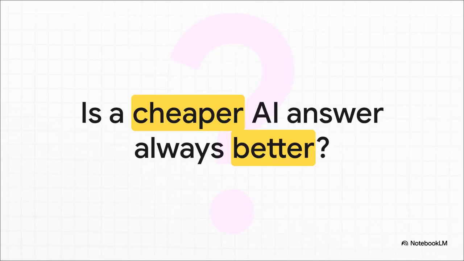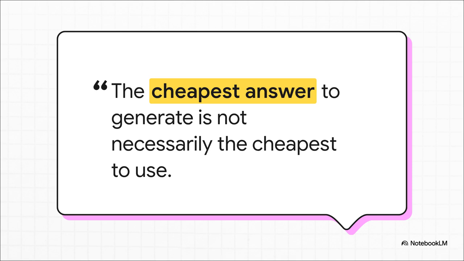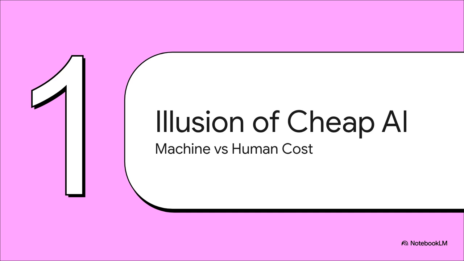Because we really have to ask ourselves, does aggressively cutting these computational costs actually save time and energy in the real world, or are we just shifting the burden of that cost from the machine right back onto you, the user? Dr. Ray captures this perfectly with the statement, "The cheapest answer to generate is not necessarily the cheapest answer to use." That quote is the core mystery of our explainer today. We're going to unpack exactly why optimizing for the machine sometimes creates massive, frustrating inefficiencies for the human sitting at the keyboard. Okay, let's dive into this.